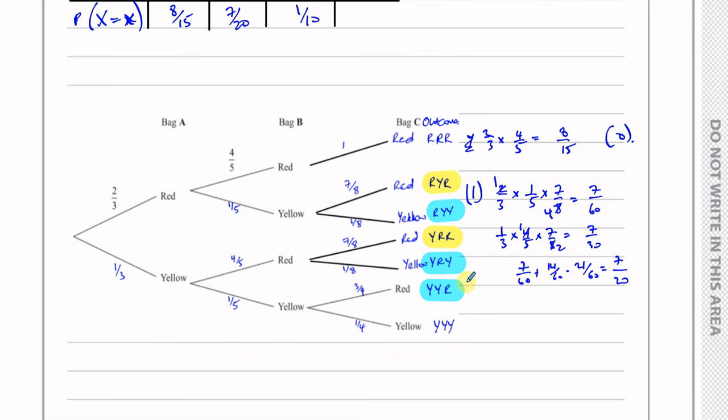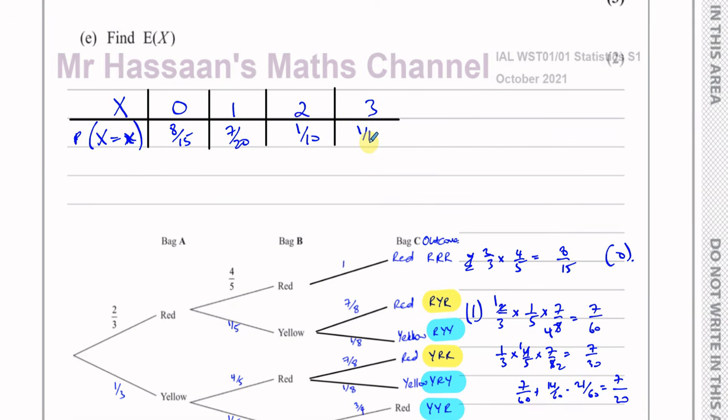And then the probability of picking all 3 yellows, well, it's just this one at the end here. So that's going to be 1/3 times 1/5 times 1/4, which is 1 over 60 at the end. So now we have our probability distribution. This is part D. Now part E, we've got to find E(X).